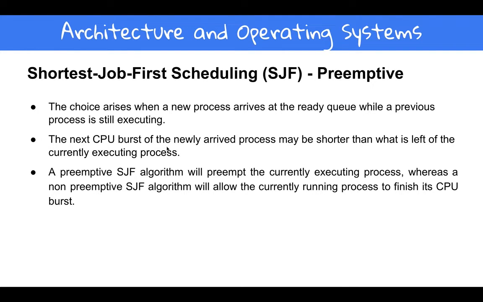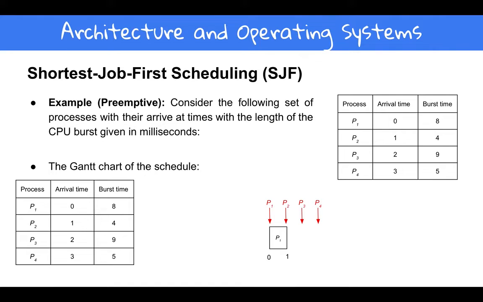The next CPU burst of the newly arrived process may be shorter than what is left of the currently executing process. A preemptive shortest job first algorithm will preempt the currently executing process, whereas a non-preemptive SJF algorithm will allow the currently running process to finish its CPU burst. So let me give you an example.